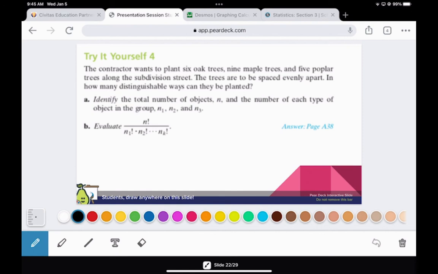So you need to find the total. This one is: a contractor wants to plant 6 oak trees, 9 maple trees, and 5 poplar trees along the subdivision street. The trees are to be spaced evenly apart, and how many distinguishable ways can they be planted? So you need to know the total. How many trees total? That's step number 1. I'm going to ask you to try this, okay? Look for the total. And then for each group, how many for each group?